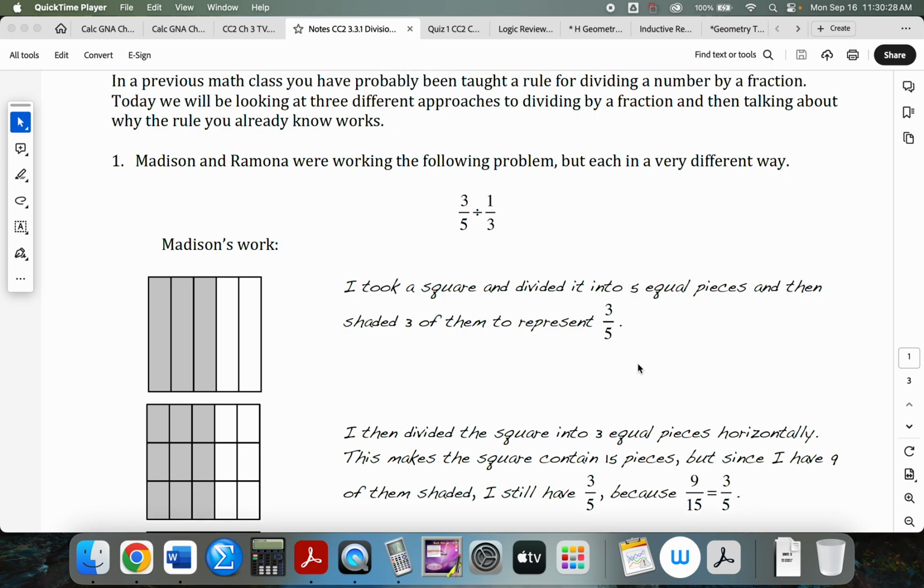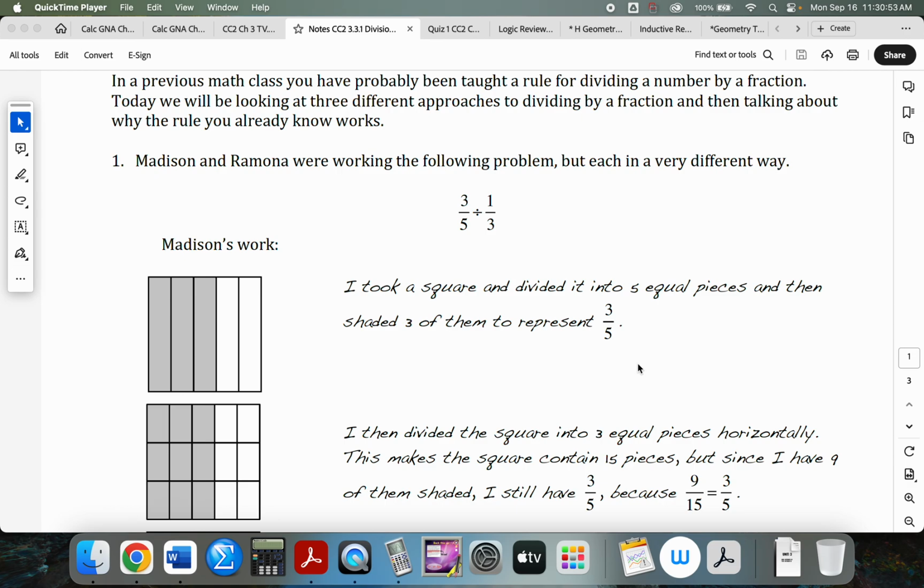So again, yes, I know you already know a rule for this, but don't be academically arrogant. The question becomes, well, why does it work? Because Mr. Shives told me that that's the way it worked isn't really a good enough answer. So let's take a look at this.